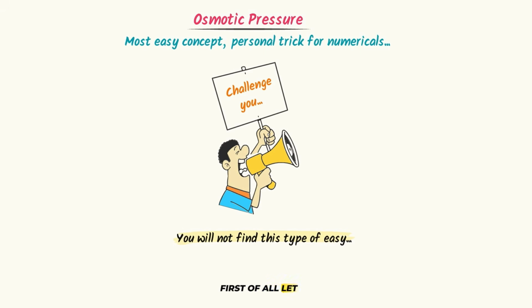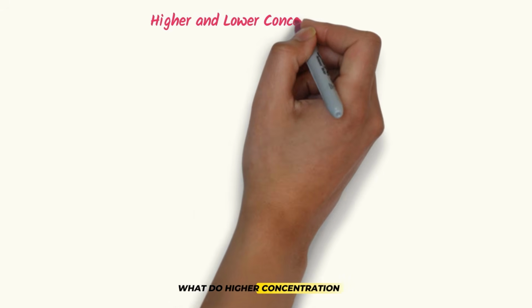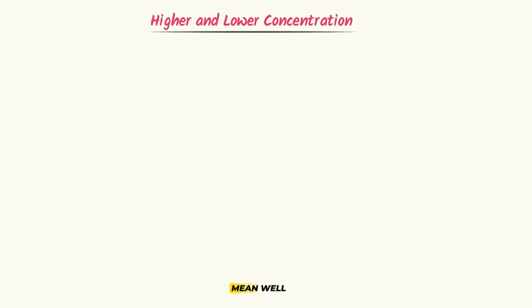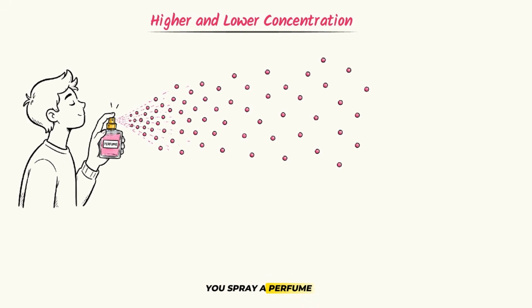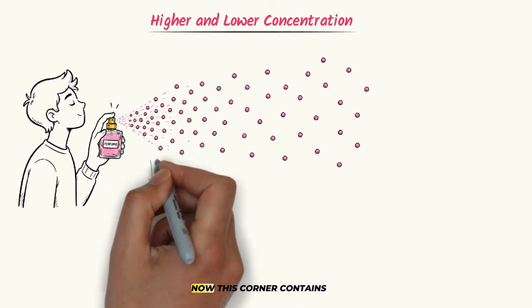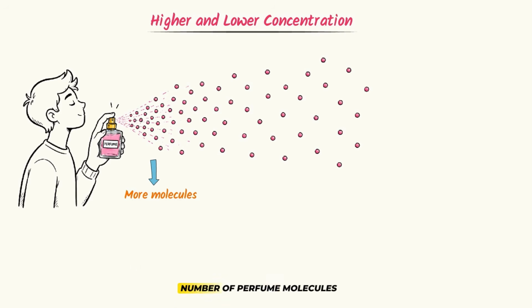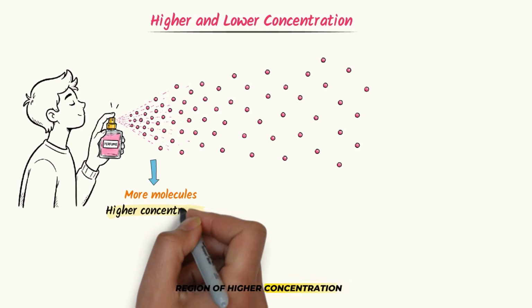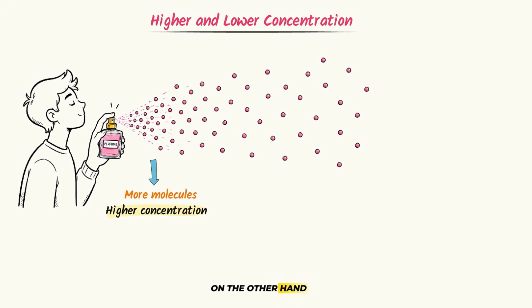First of all, let me teach you what higher concentration and lower concentration mean. Well, let's consider that you spray a perfume in one corner of a room. Now this corner contains a large number of perfume molecules packed into a small space. We call this a region of higher concentration. On the other hand, the opposite corner of the room has very few or almost no perfume molecules. This is a region of lower concentration.